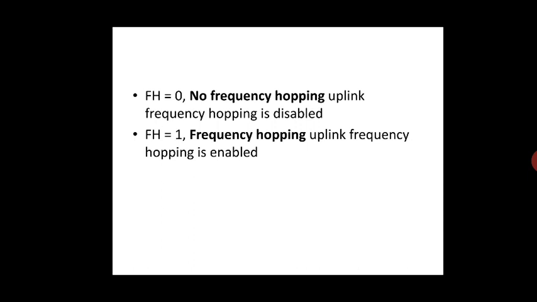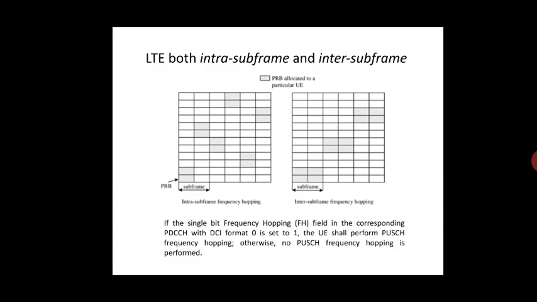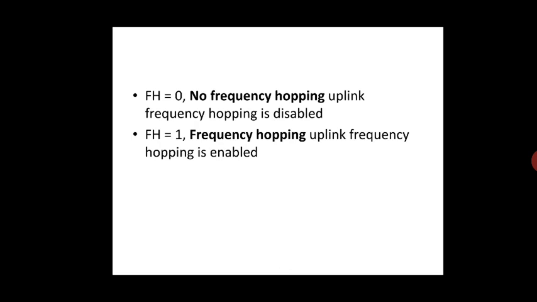Each cell will indicate, through the FH field in the PDCCH, whether to perform hopping or not. If FH is equal to 1, frequency hopping in the uplink is enabled. I hope you can understand. Uplink here means the user entity connected to the BTS in the uplink direction, where hopping can be changed, that is, from cell to cell, from one frequency to another frequency is possible, and that is enabled.